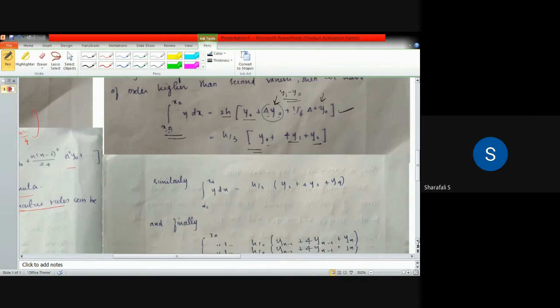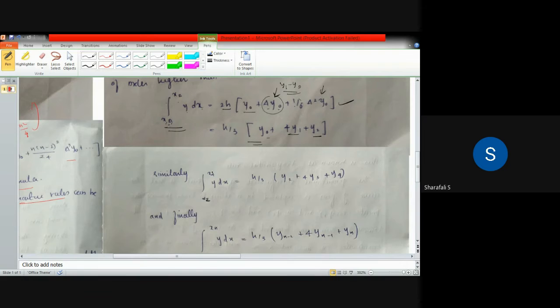Further, next you have to consider from x2 to x4. There is no x3 or x1. Once you have reached x2, from x2 you have to go 2 steps, so that will be x2 plus nh, that is 2h. Again you have to go 2h steps, so this will be x4. From x2, 2h steps will give you x4, the fifth x value.